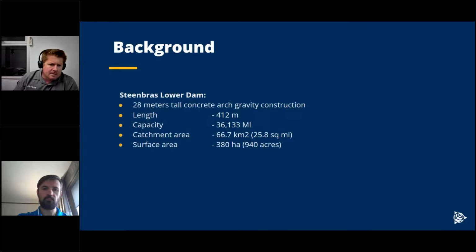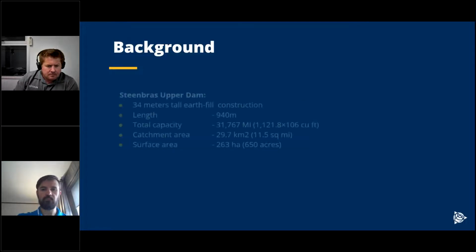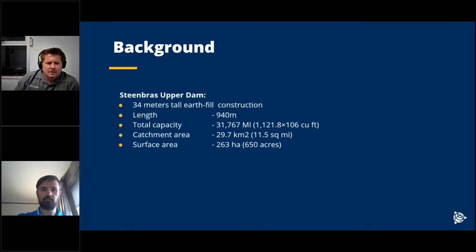So Steenbras Lower Dam is a 28 meter tall concrete arch gravity construction. The dam wall is 412 meters long. It has a capacity of about 36,000 megaliters, a catchment area of 66 square kilometers, and a surface area of about 380 hectares. The Steenbras Upper Dam is a 34 meter tall earthfill construction, 940 meters long, 31,000 megaliters, and 263 hectares surface area.